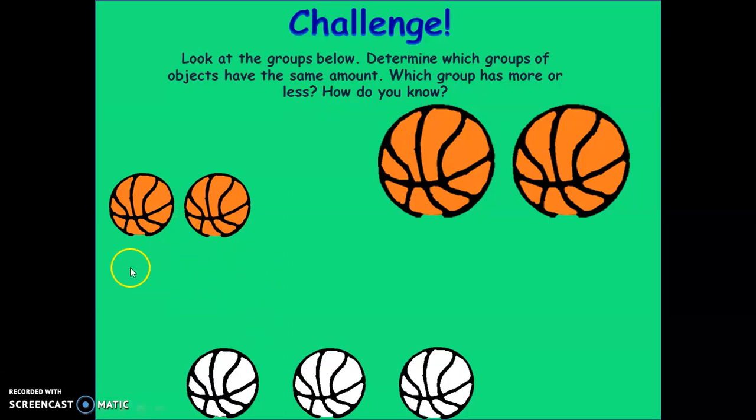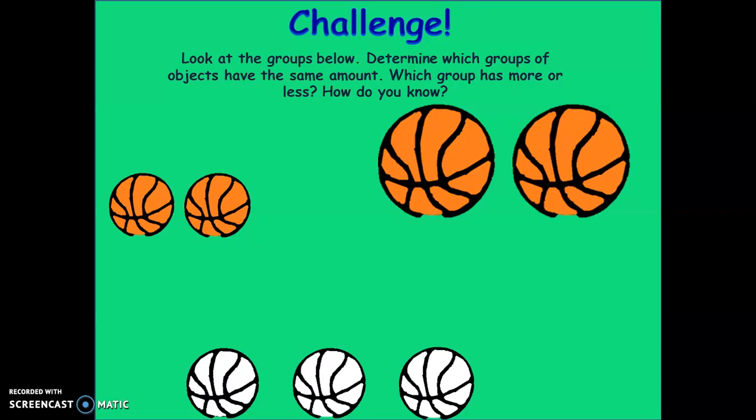Let's look at the objects. We have 2 orange basketballs. Then we have 2 orange basketballs, but they are much bigger than the other group of basketballs. And then at the bottom of the screen, we have 1, 2, 3 basketballs, but they are white. So these groups of objects are similar in how they look. They're all basketballs. They all have lines on them, but they're different in their size or their color. But we're only going to focus on how many are in the group.